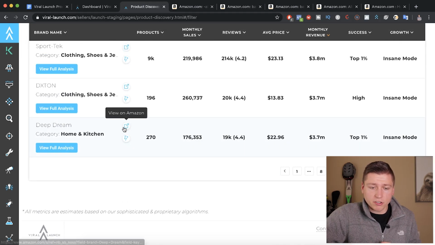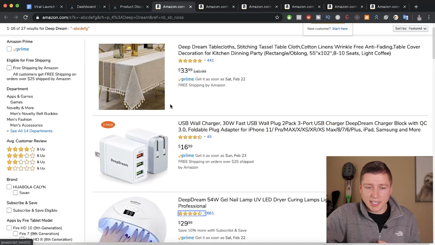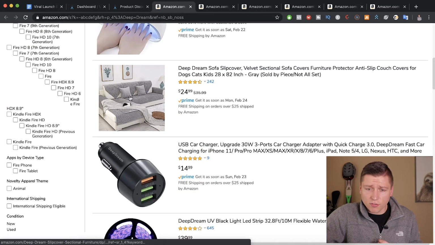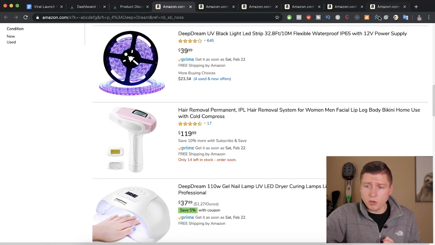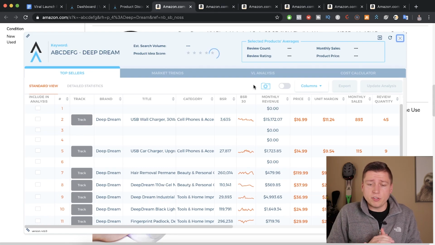But home and kitchen would be a great place to look right here. So we look here, we got all sorts of stuff. We got tablecloths, right? A little electronics. Let's see here, sofa sleep cover. That'd be interesting, right? Only 242 reviews. And we pull up Viral Launch's Chrome extension right here and start looking at the revenue and everything like that.